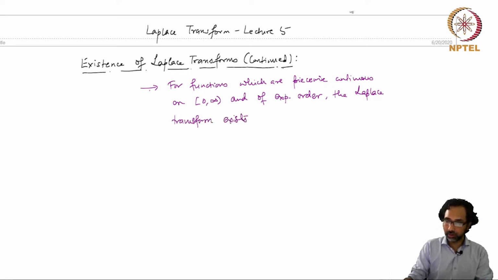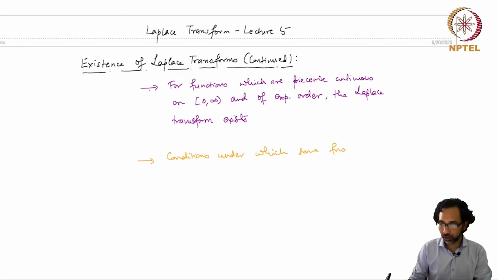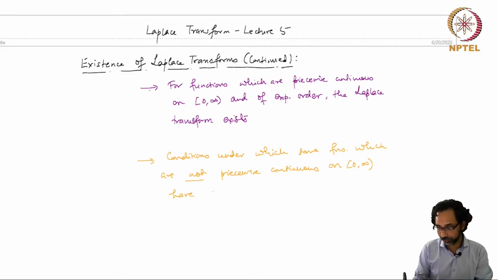Today we will see conditions under which some functions which are not piecewise continuous on 0 to infinity have Laplace transforms, meaning that their Laplace transforms exist.